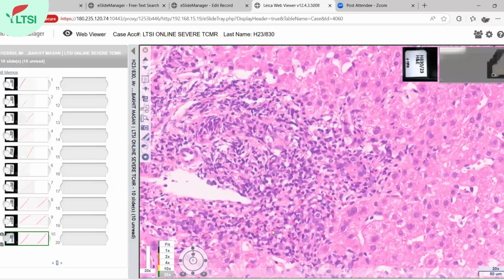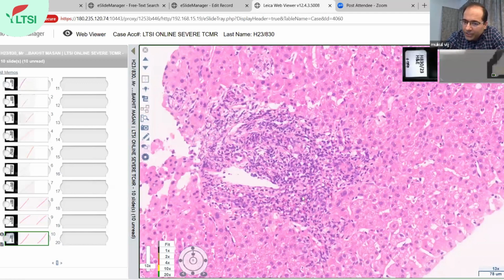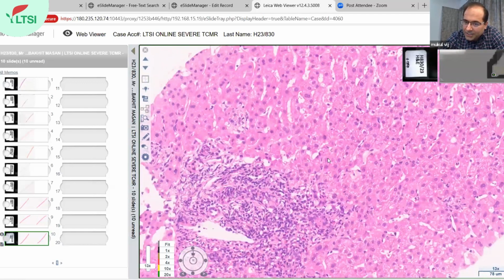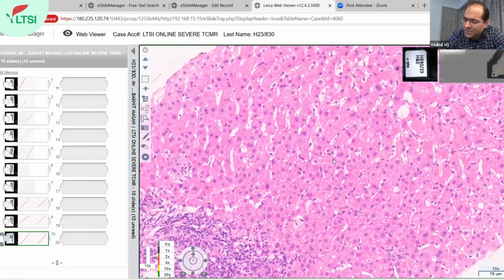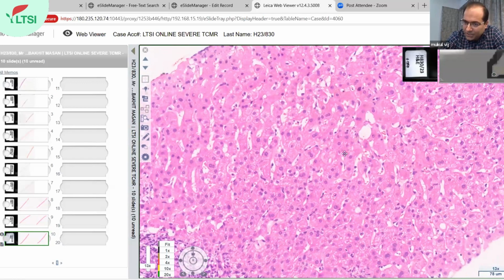And in the middle of all of this, there will be many bile ducts which are damaged and swallowed up by the inflammation. So this is really severe rejection. Apart from the portal area, if you go adjacent to the portal area, it will not show much inflammation. You can see some sprinkling of lymphocytes, but we don't see much inflammation.